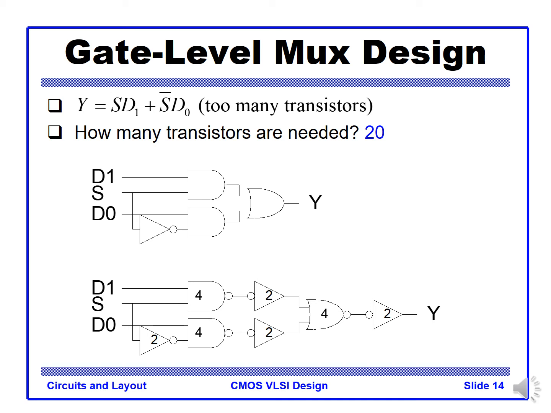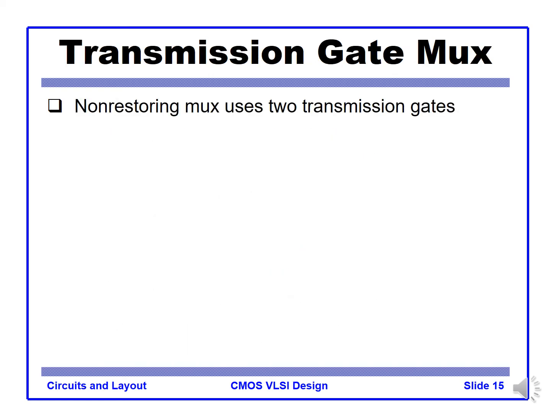This is the answer. We need 20 total transistors, right? We'll move on, so this symbol is the same as an inverter, right? So the bubble means just inversion. Now we can use some transmission gates to implement the multiplexer.